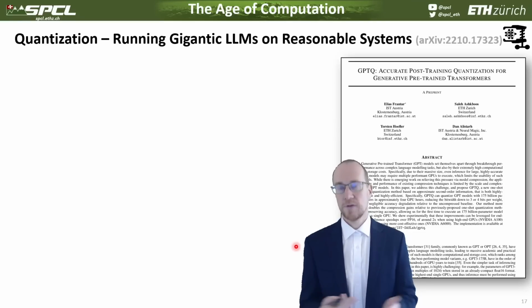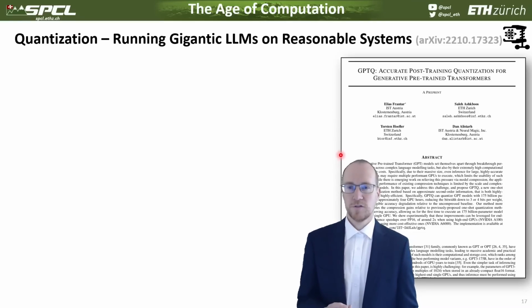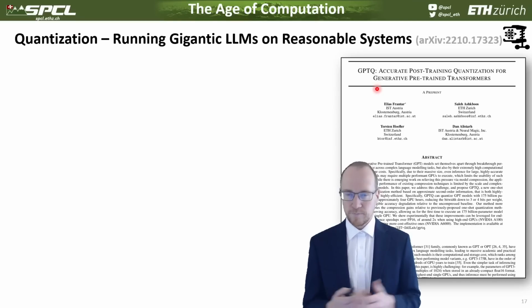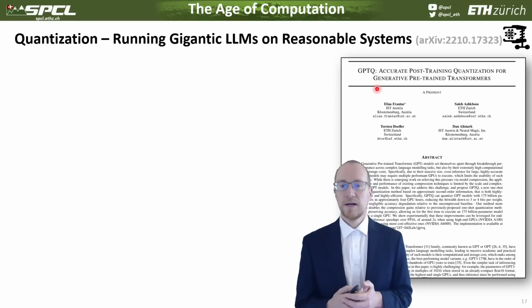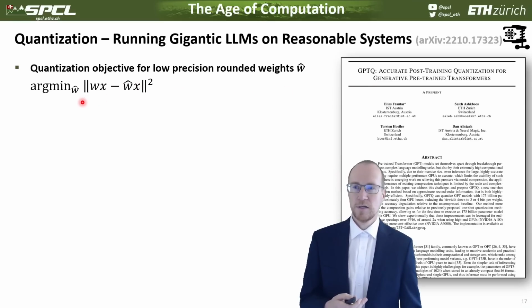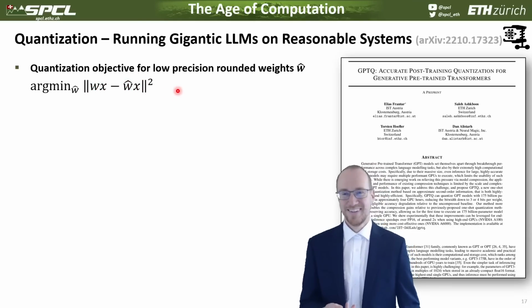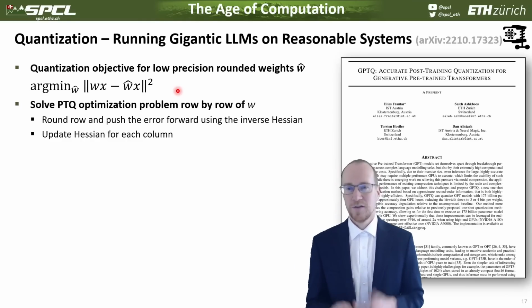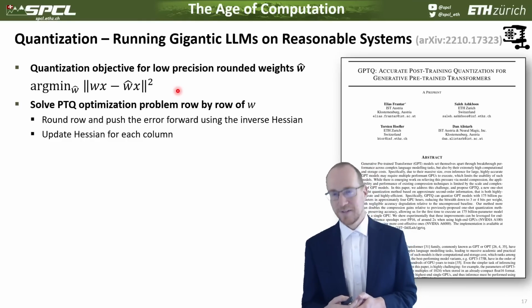Of course, if you do this 500 billion times, that's too much work. It's too expensive. So we, collaborators together with Dan Alistar and Elias Franter, developed a method called GPTQ that really does that quite nicely. And it's all based on this mathematical formulation. We really want to minimize the difference between the rounded weights and the unrounded weights, which is clear. That is the optimization goal. And then you solve this post-training quantization problem by mathematically approximating it.